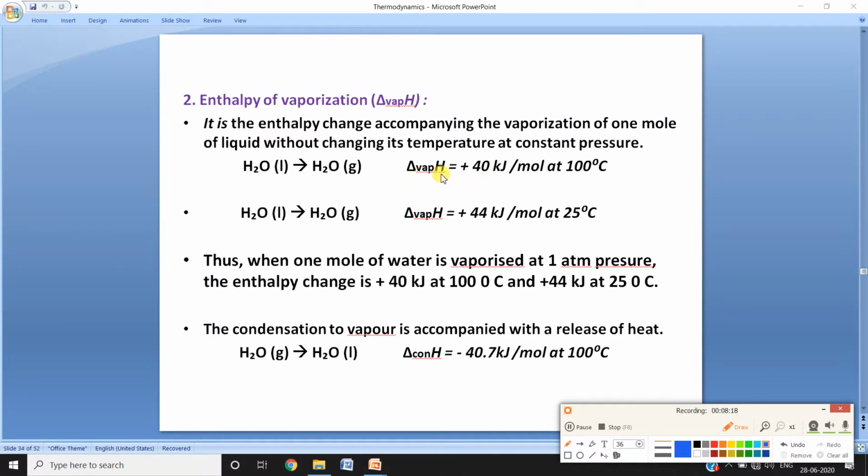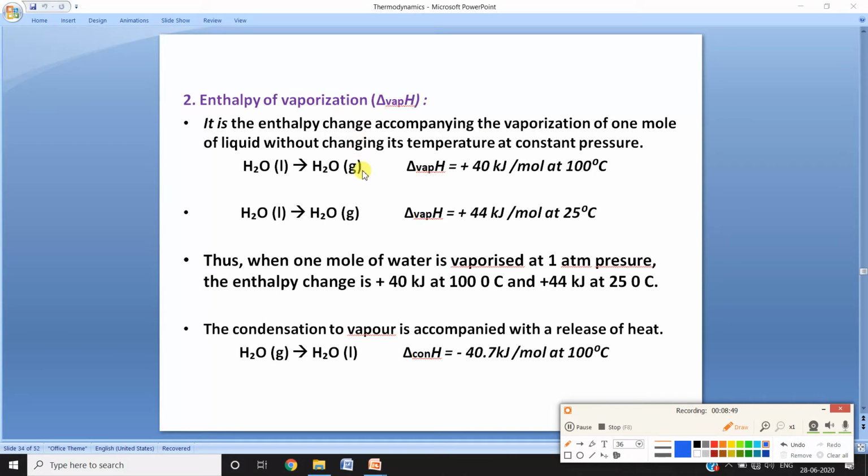Enthalpy is represented by H. Change in enthalpy is represented by delta H, and VAP stands for vaporization. So delta H VAP is the enthalpy of vaporization. After absorbing 40 kilojoule per mole of heat, that liquid water will convert into water vapors, meaning gaseous state, and this is called enthalpy of vaporization.